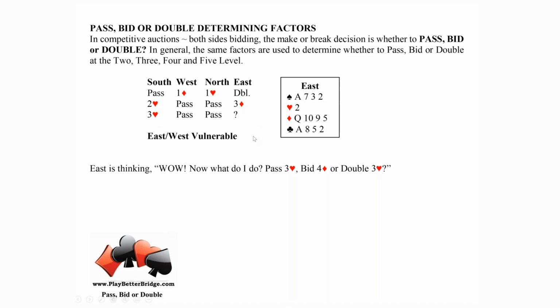Okay. So East, West are vulnerable. Vulnerability is going to be one of the factors that we look at deciding whether to double or pass or continue bidding. So East, West is vulnerable, and we have to decide. So this is what East is thinking. Wow, now what do I do, right? East could bid 4 diamonds. East could double 3 hearts. East could pass 3 hearts, right? They've got all 3 choices. So let's take a look at what East should be thinking about. And then we'll come back to this hand and take a look at each individual option.